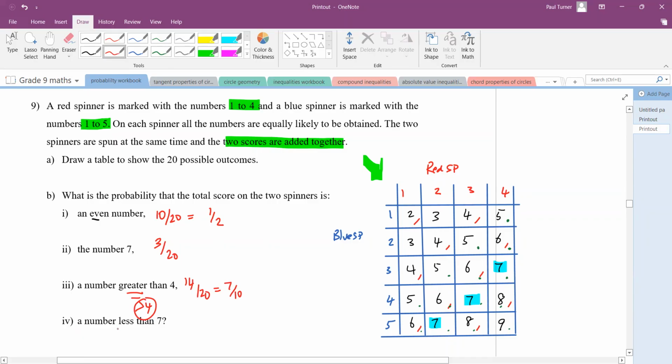A number less than 7. So that's 6 or less. So what we could do is count up the numbers that are 6 or less. So less than 7, these ones, them, and that. So the ones in yellow are less than 7. So let's count them up. 1, 2, 3, 4, 5, 6, 7, 8, 9, 10, 11, 12, 13, 14. So 14 out of 20 are less than 7, which again is 7 out of 10. So these two particular outcomes have the same chance.